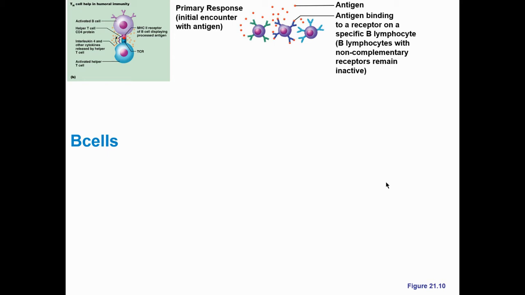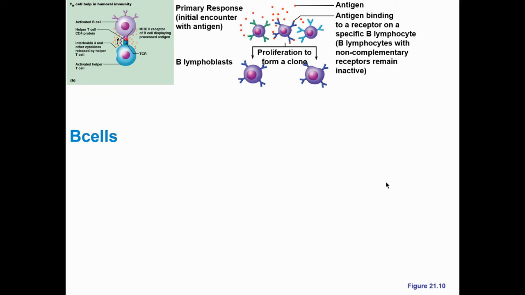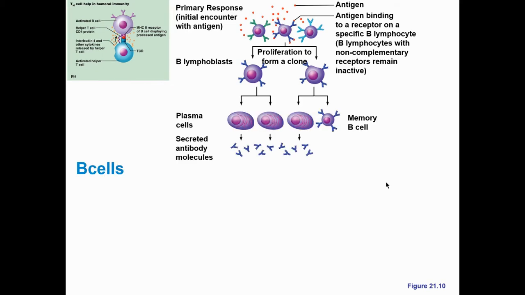Our activated B cell is immediately going to divide. And it doesn't just happen once, it happens many, many times. And so we get lots and lots of these clones. And then what happens to the clones is they begin to differentiate. They turn either into plasma cells or memory cells.